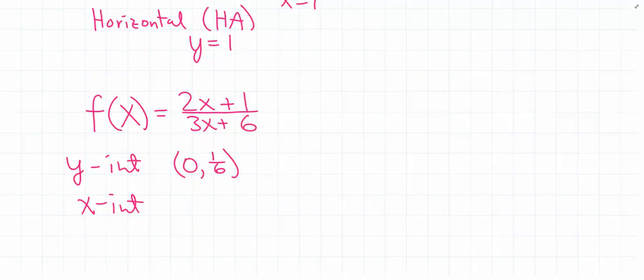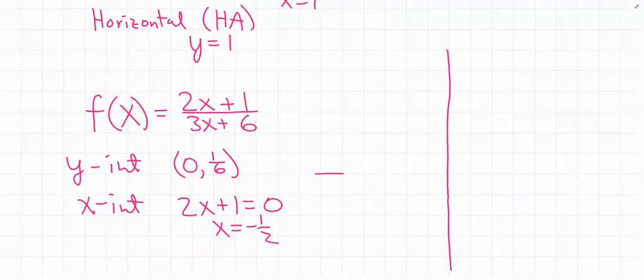Okay, so here we go. I set the top equal to 0. I'm going to get x equals -1/2. Now let me go ahead and over here, let me just start putting these things in. Okay, so we've got 0, 1/6. So let me see, I'll just put that right there. And then we've got -1/2. So something right there. So there's our 2 intercepts.